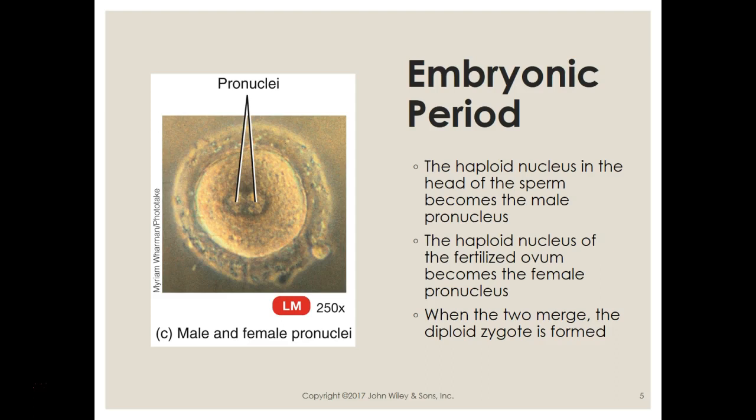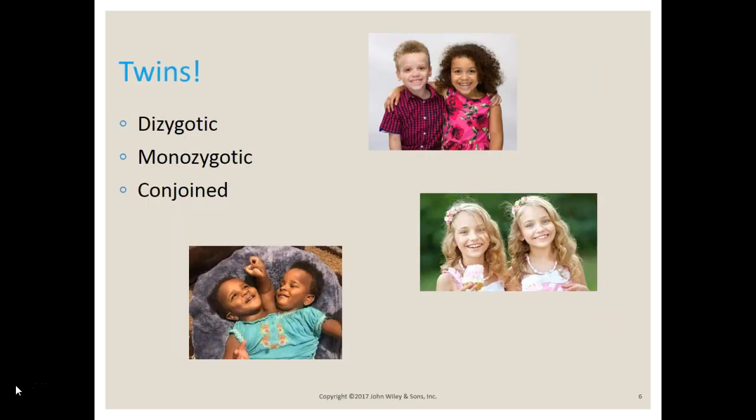And after these two pronuclei form, they fuse together and form a single diploid nucleus. So now there's two copies of all of those chromosomes. So the fusion of the two haploid pronuclei restores that full number of chromosomes. So now we have a diploid cell called a zygote that contains all 46 chromosomes.